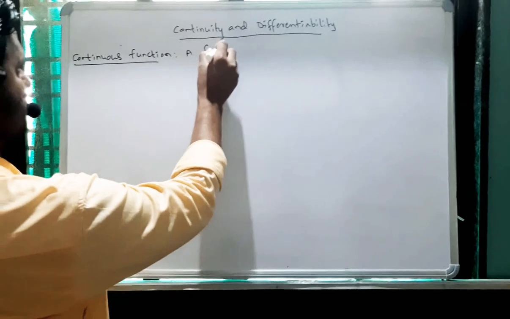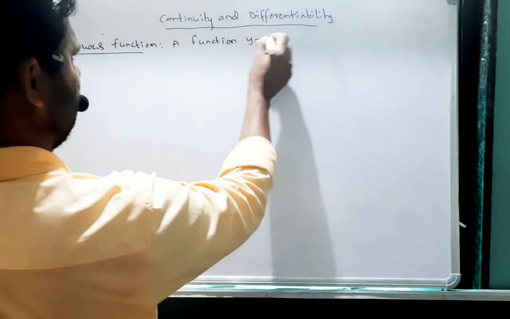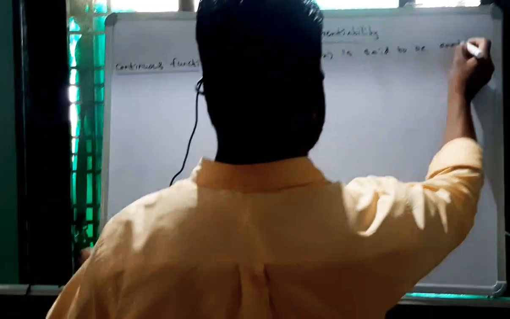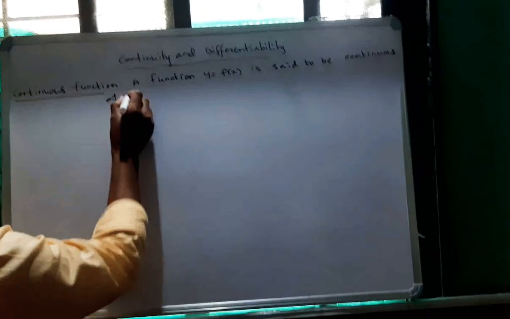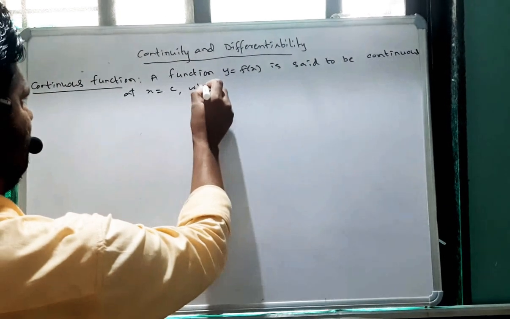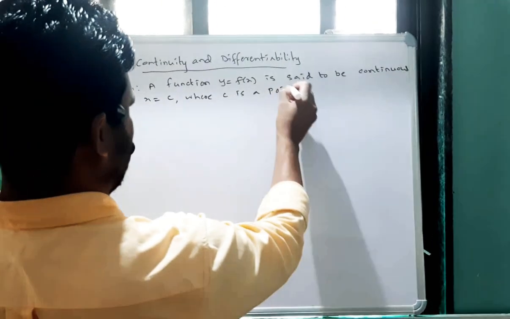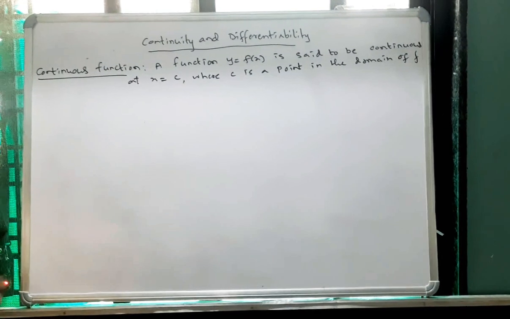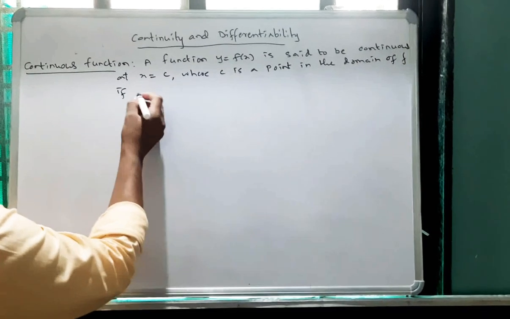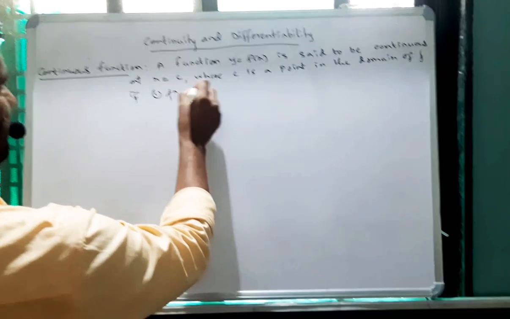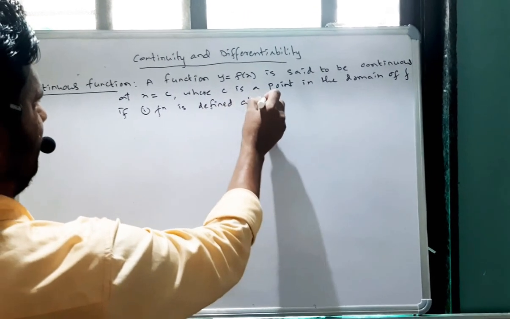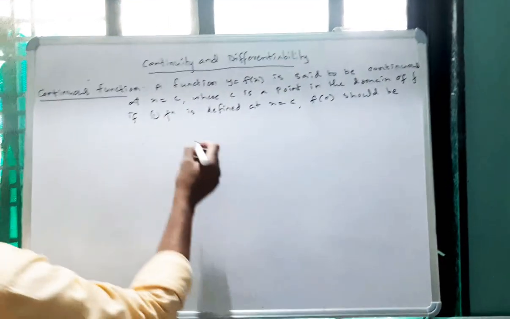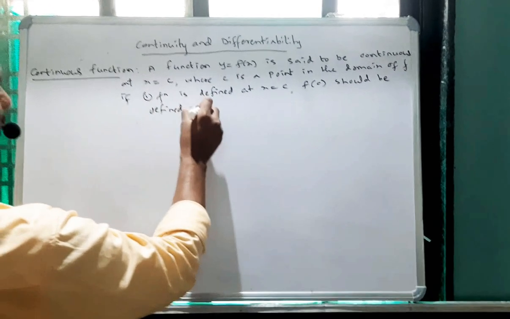So a function y equal to f of x is said to be continuous at x equal to c, where c is the point in the domain of function, if the first one is function is defined at x equal to c, that means f of c should be defined as real number.